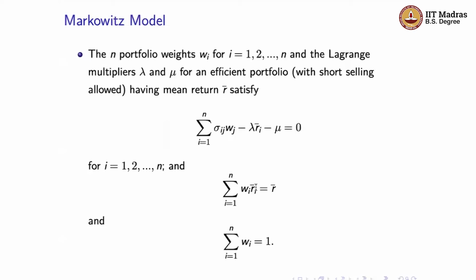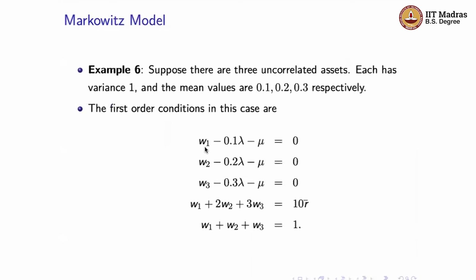Okay, so again, this is not a very complicated object to solve because these are all linear equations in our unknowns. And we have got n plus 2 equations in n plus 2 unknowns. And as long as these equations are consistent, you can actually solve them, right? So let's look at a particular example to see how all of this works out. So suppose that you have got 3 uncorrelated assets, and each of these assets has variance 1. And the mean values of the rates of return are given by 0.1, 0.2, and 0.3 respectively.